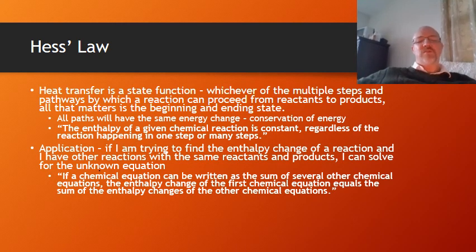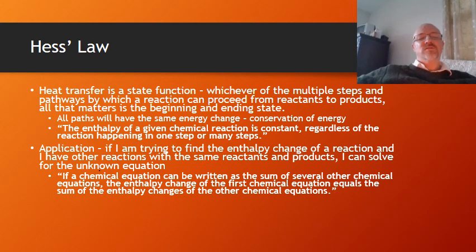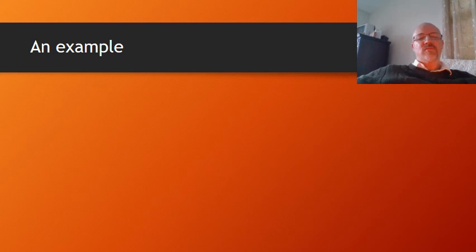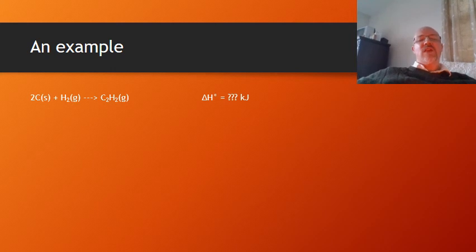So if a chemical equation can be written as the sum of several other reactions, the enthalpy change of the unknown, or the first one, is equal to the sum of all the other changes that add up to that reaction. So let's look at what this means. As I said, an example. So let's make ethine, C2H2, two carbons held together by triple bonds, each of them having a hydrogen attached to them. Now, if the enthalpy of this reaction is unknown, how could we figure it out?